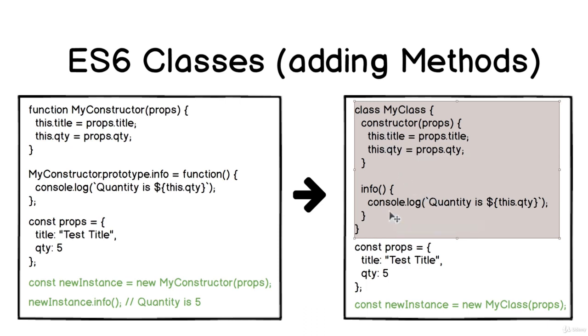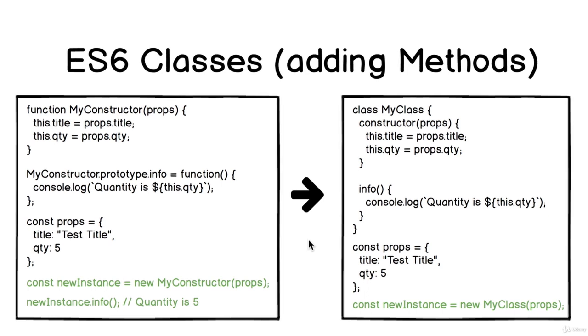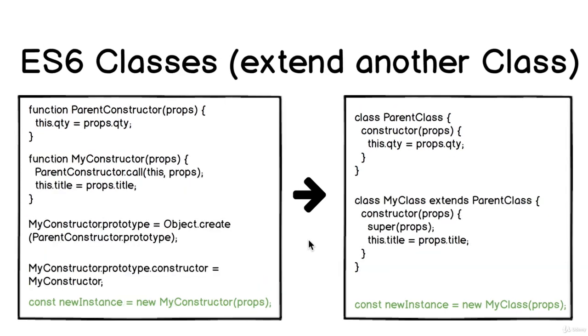But what about extension of another prototype? How does it look in classes? Let's look at the next example. Here it is. This example shows that ES6 classes really shine if you compare them with function constructors, and it shows the real simplicity of classes.